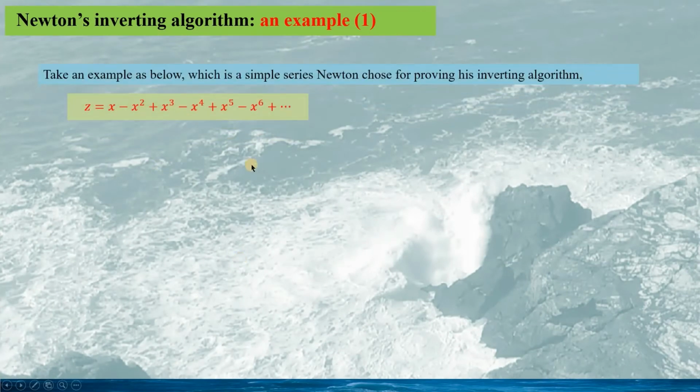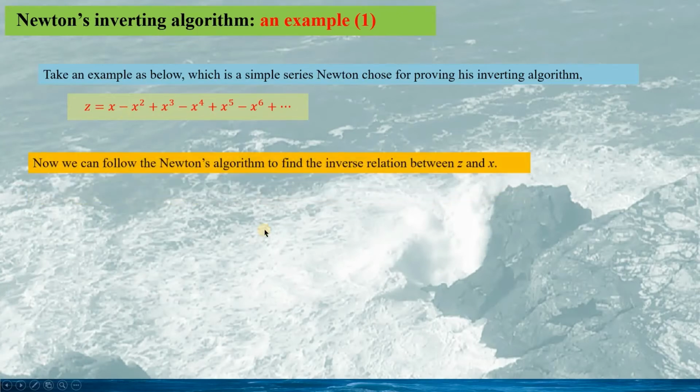Take an example below, which is a simple series Newton chose for proving his inverting algorithm. The series is z equaling a power series of x. Next, we will follow Newton's algorithm to find the inverse relation between z and x.